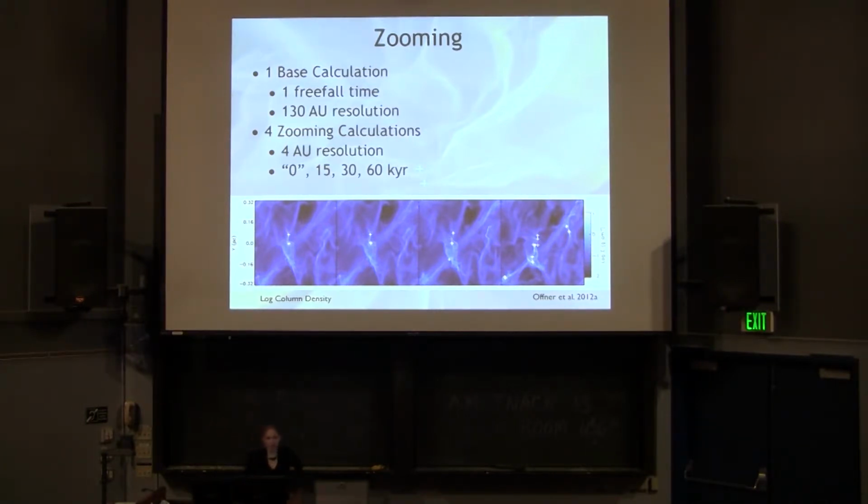So instead what we did is we did one base calculation for a free fall time with relatively low resolution, and then we zoomed in on the individual sources. So we restarted the calculation several different times and evolved it forward down to AU scales. So this allowed us to get high resolution and also a broader range of scales and time over the cloud.